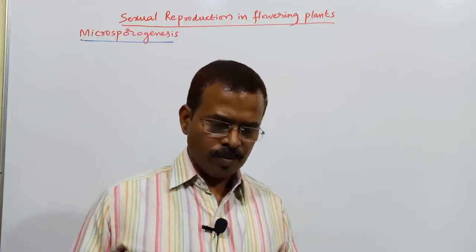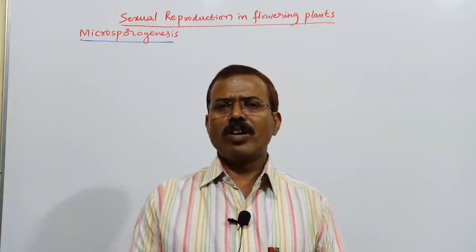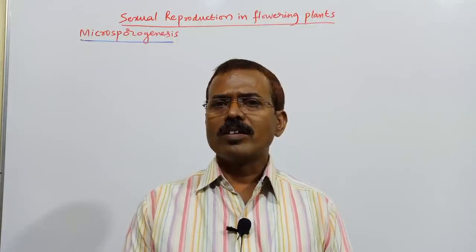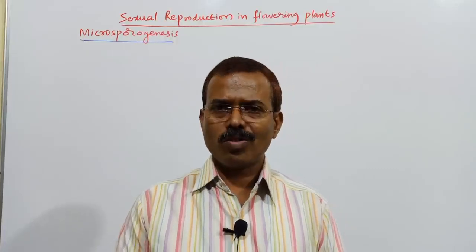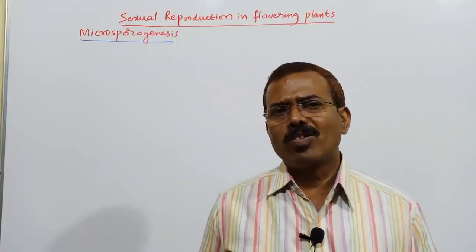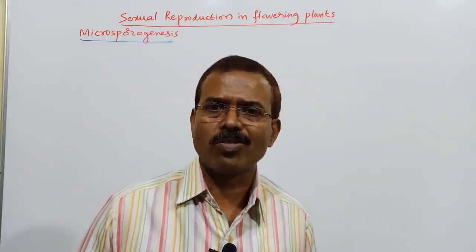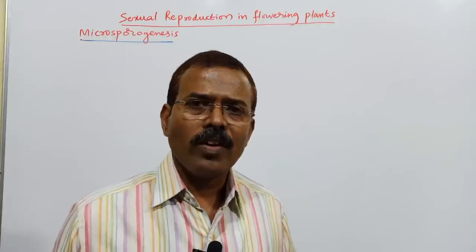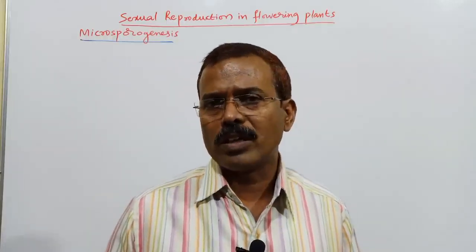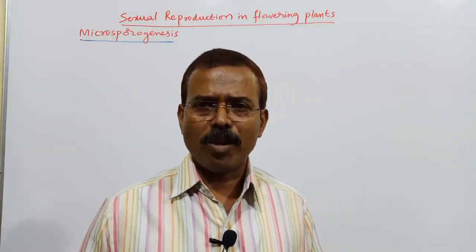Good evening, students. So I was discussing the structure of stamen and microsporangium yesterday, and we learned about microsporogenesis. Microsporogenesis leads to the formation of microspores from microspore mother cell through meiosis. This microsporogenesis occurs in the microsporangium.